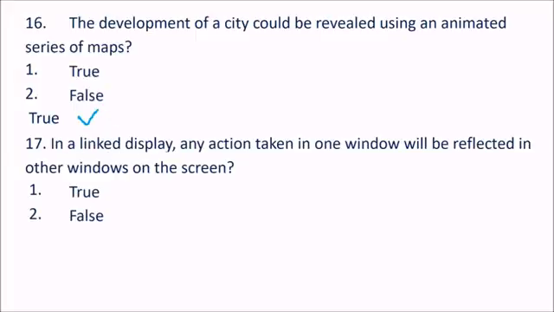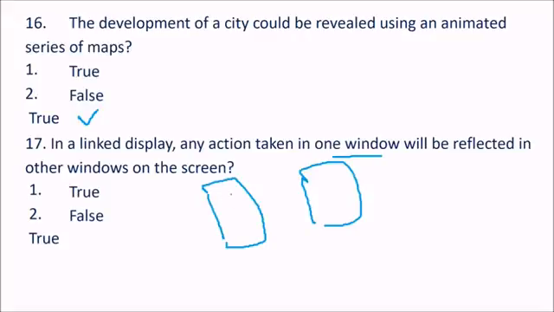Next, in a linked display, any action taken in one window will be reflected in another window on the same screen. Is it true or false? This is true. There are two windows. You go to one position, and zoom to one position, this linked window will also go to that position.